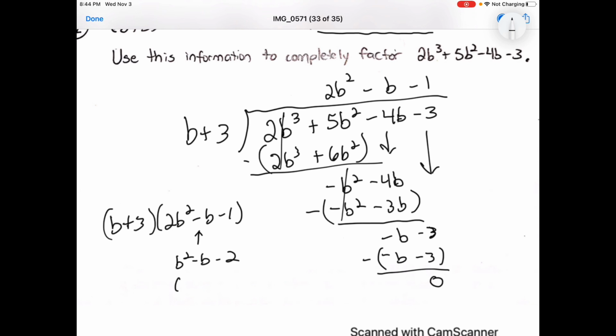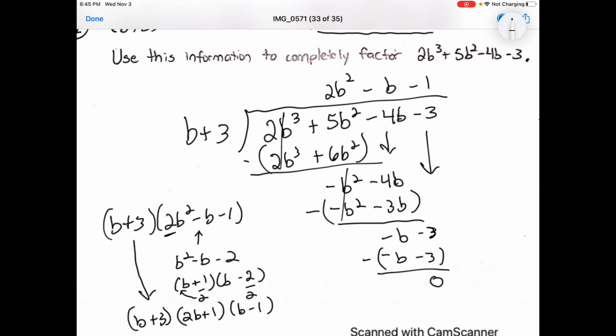Multiply 2 times negative 1 and rewrite it. And then factors b plus minus. That's going to be a negative 2, positive 1, divided by my original a of 2, and bring it to the front. This will simplify. That's 2b plus 1, and that's b minus 1. Okay, so completely factored now is b plus 3 times 2b plus 1 times b minus 1. That's your answer.